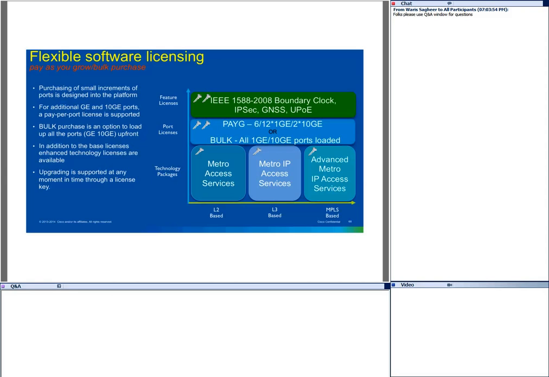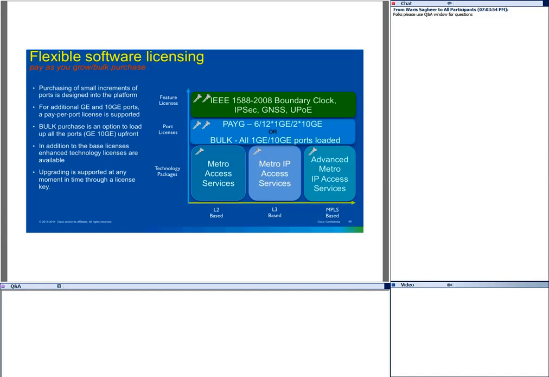If you have a layer 3 and layer 2 based deployment, you can use the Metro IP Access Services, right? That has both layer 2 and layer 3 features. If you have layer 2, layer 3, and MPLS, you can use the Advanced Metro IP Access Services license. So the Advanced Metro IP Access Services license has all the features. When we talk about layer 2, layer 3, and then MPLS, it has all the features that can be configured on the box, right? So I'm talking about just layer 2, layer 3, and then MPLS features.